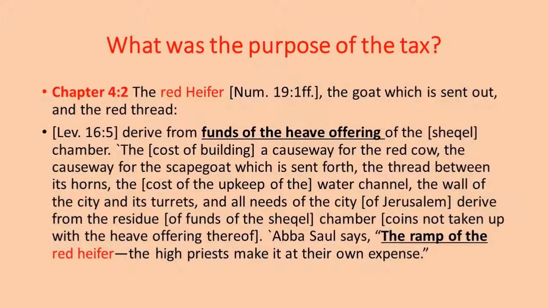The cost of building a causeway for the red heifer, the causeway for the scapegoat which is sent forth, the thread between its horns, the cost of the upkeep of the water channel, the wall of the city and its turrets, all needs of the city of Jerusalem derived from the residue of funds of the shekel chamber. Coins not taken up with the heave offerings. Therefore, Saul says, the ramp of the red heifer, the high priests make at their own expense. You see that right there.